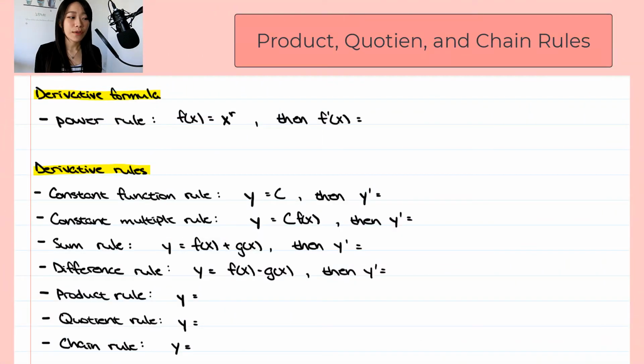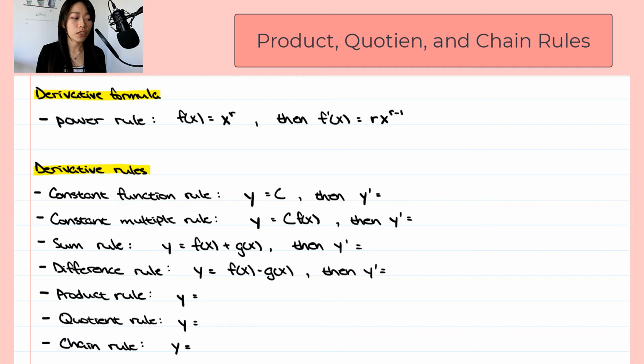So let's do a quick recap. So far, we've only looked at one derivative formula, the power rule, which states that if a function is of the form x to the power of r, where r is any real fixed number, then its derivative equals r times x to the power of r minus 1.